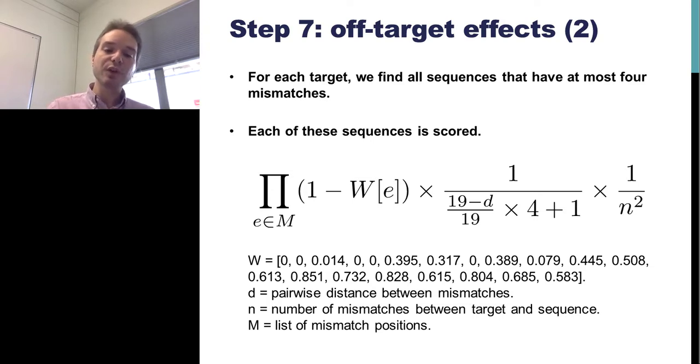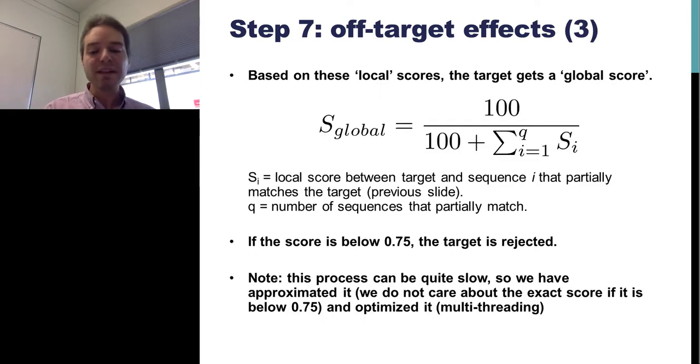And so what we do is that we use that score to evaluate a sort of local risk. So it's the risk between your candidate and one other sequence somewhere else in the genome that has at most 4 mismatches. Okay, so for all the sequences that have at most 4 mismatches compared to your candidate, you get that local score. And then in the second step, you combine all these local scores, and using that formula, that gives you the global score for your candidate.